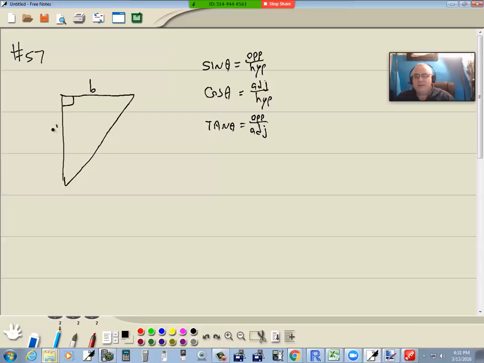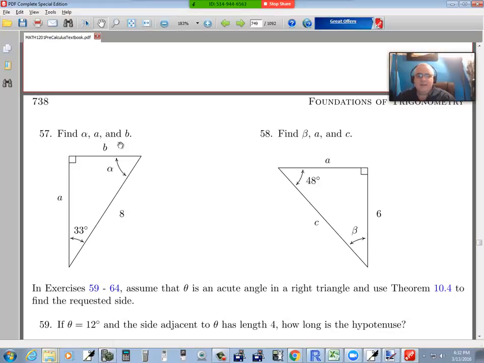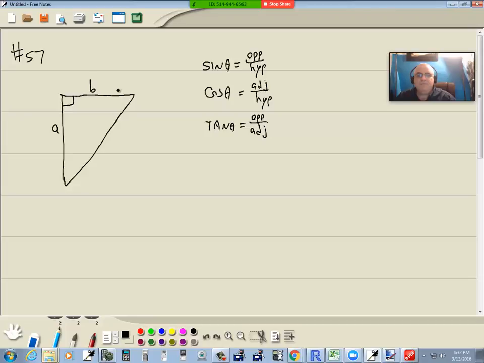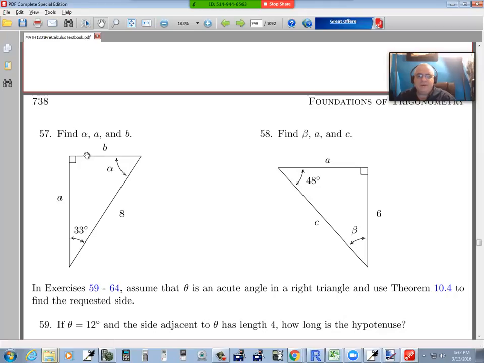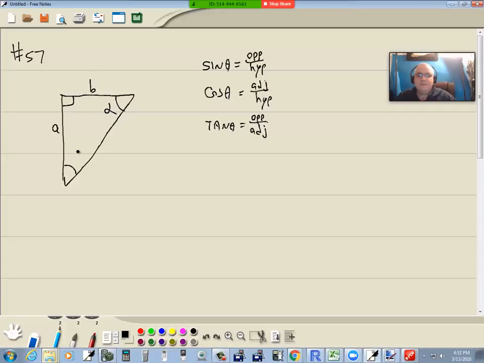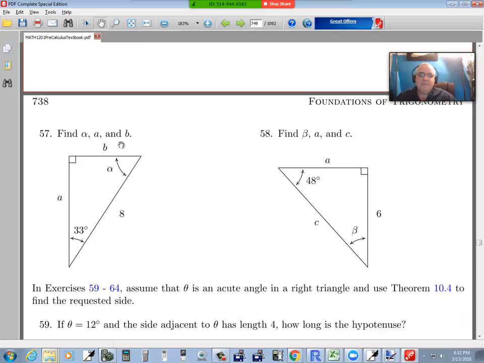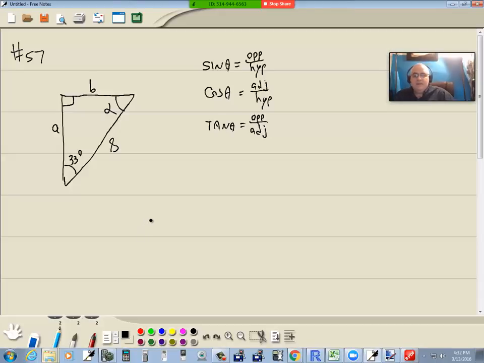And that's B, and that's A. This is alpha, although I don't make alphas very good. 33 degrees, and this is 8. Okay. First off, remember the sharp corner here, that's 90 degrees.